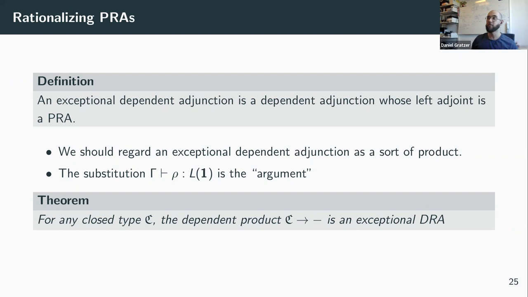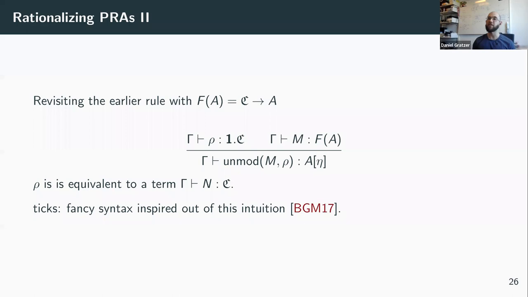But there is an important class of things which are exceptional DRAs, and those are the things that behave like dependent products. So much so that you should sort of consider this to be the main instance. And I have here, as a quick theorem, that for any closed type, the dependent product over that type corresponds to some exceptional DRA. And the rule that we were looking at becomes a lot more sensible if you specialize to the case where F is the dependent product. Because in that case, the parametric left adjoint just projects from the slice category to the category of contexts, so that kind of vanishes.